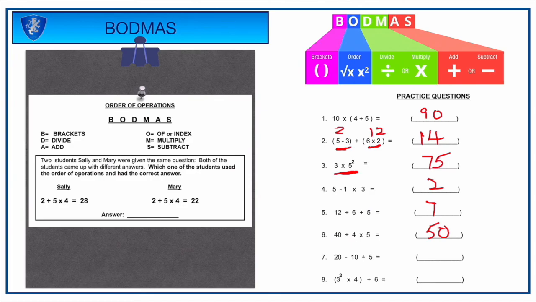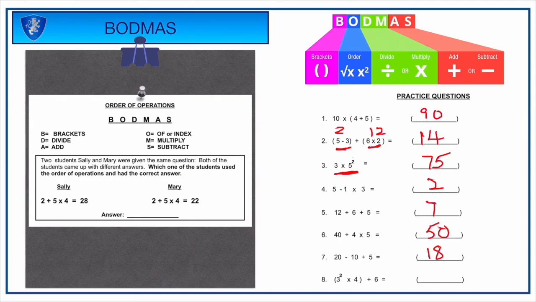You need to conform to the BODMAS operation, order of operations, and in number 7 you would really divide. There's a divide sign there, so you divide your 10 by 5 and you get a 2. So what you're going to do is 20 take away 2 is 18, and the answer is 18 here. And I suggest you go through this again and again and try to understand this.